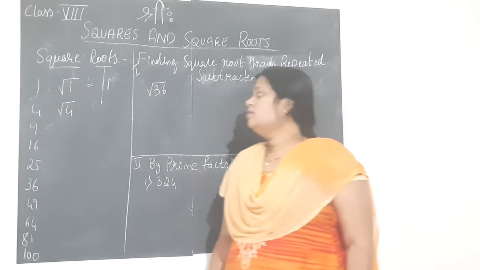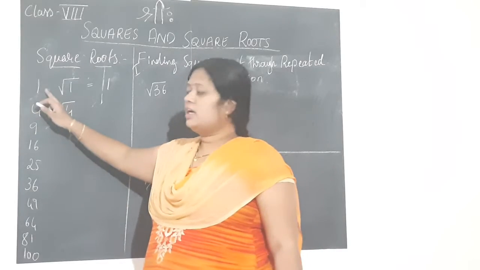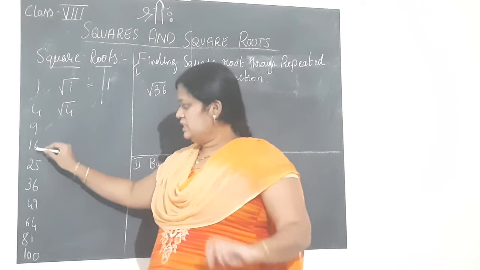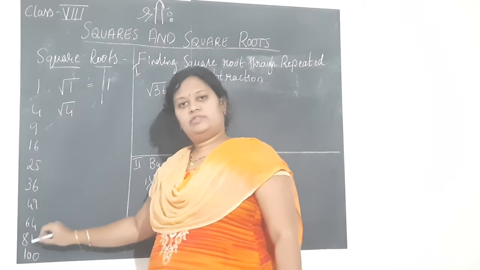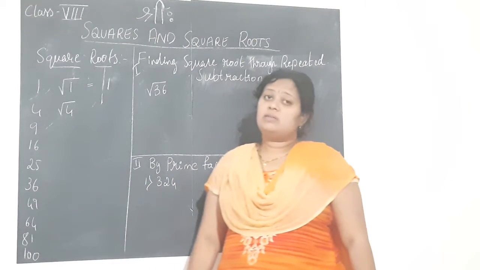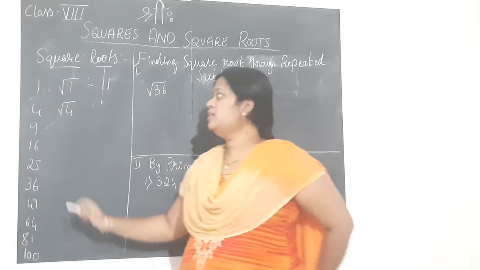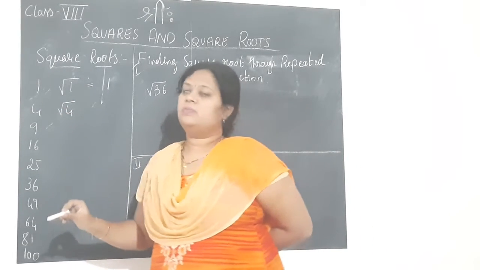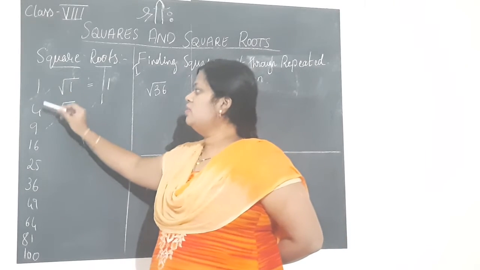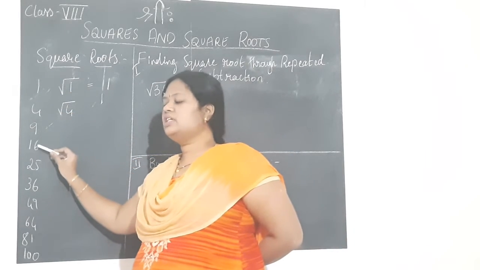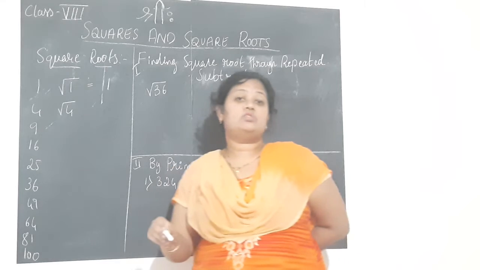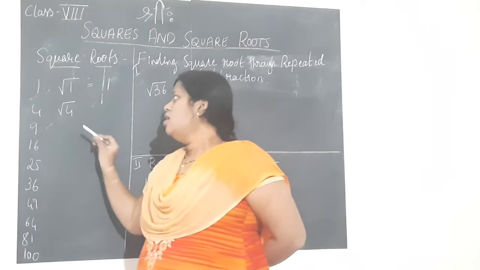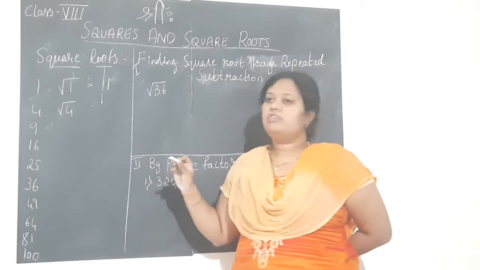Now we already know, children, what perfect squares are. Which numbers are perfect squares? 1, 4, 9, 16, 25, 36, 49, 64, 81, 100. All these numbers are perfect squares. How did we obtain them? We obtained them by multiplying the same number twice. Like 1 into 1 is 1, 2 into 2 is 4, 3 into 3 is 9, 4 into 4 is 16, 5 into 5 is 25. Like that it goes.